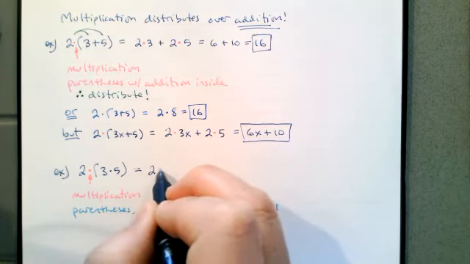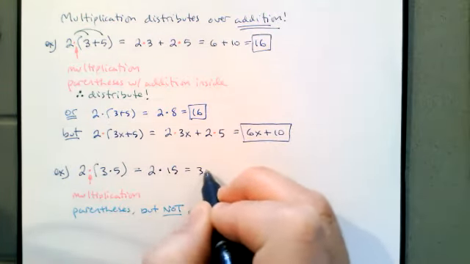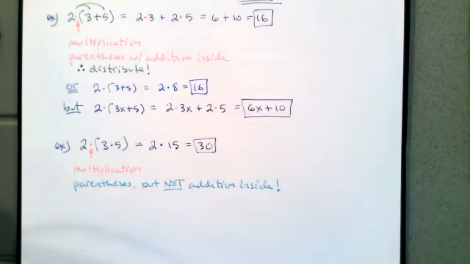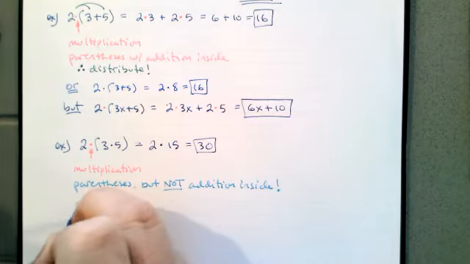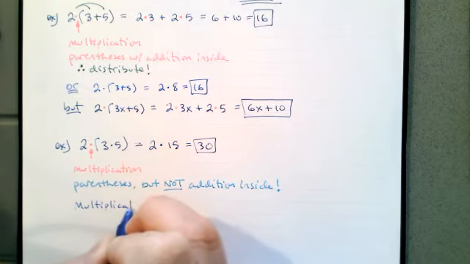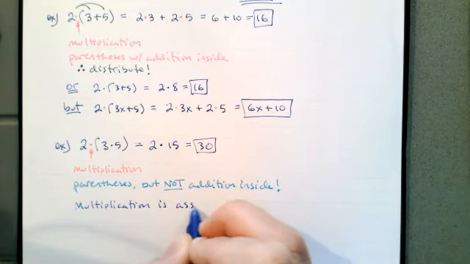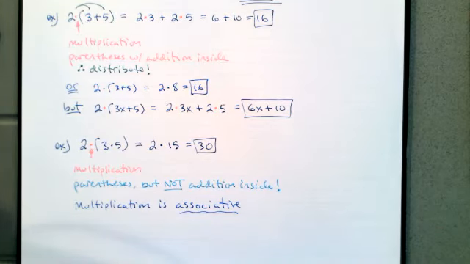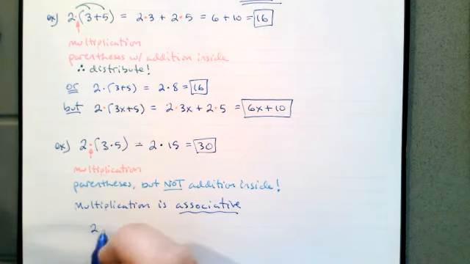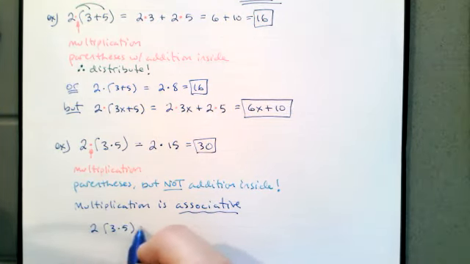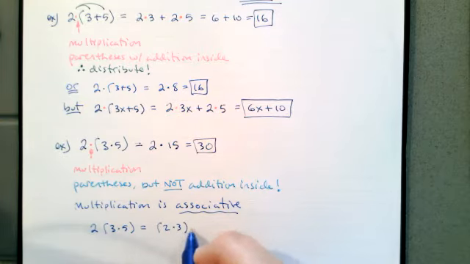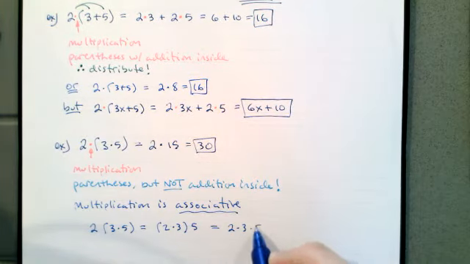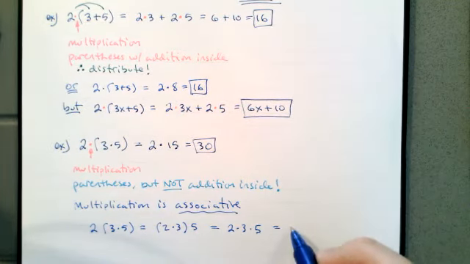We could probably, best thing to do would be say this is 2 times 15, and 2 times 15 is 30. But what this really means is that this is all multiplication, and we can note that multiplication is associative. We can do the grouping however we want. Associative means that 2 times (3 times 5) is the same as (2 times 3) times 5, which means that the parentheses don't matter. This is just 2 times 3 times 5, because it's all still 30.